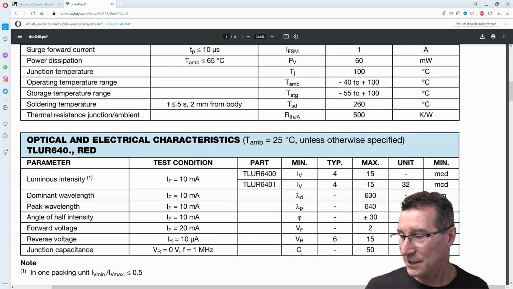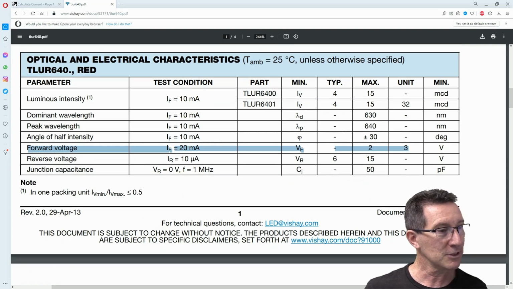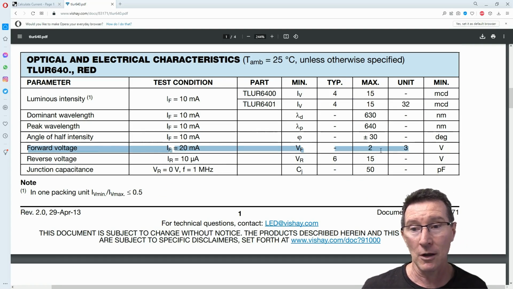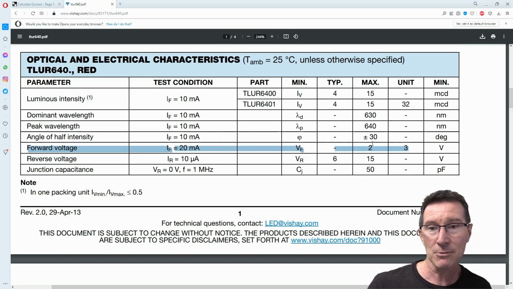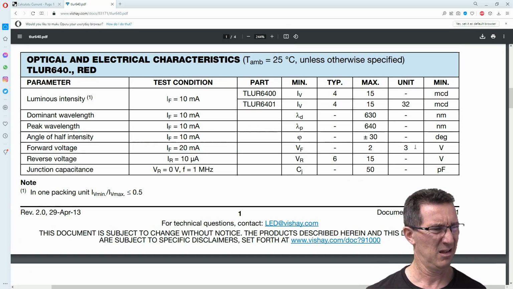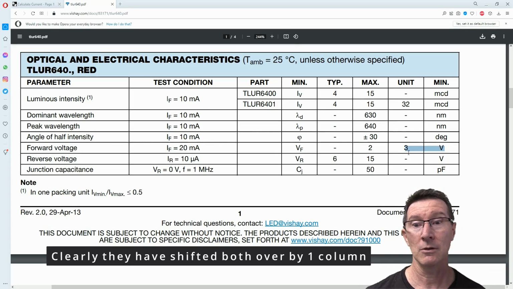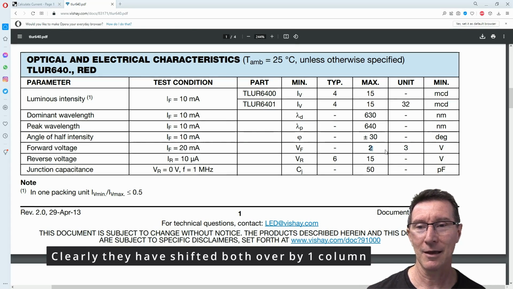This is why over here in the data sheet, look, forward voltage, 20 milliamps, right? Can you see that? Yeah, there you go. It's typical of, maximum of 2. Unit 3? Huh? What's wrong with it? Why is that unit 3? What does that mean? I don't get that.